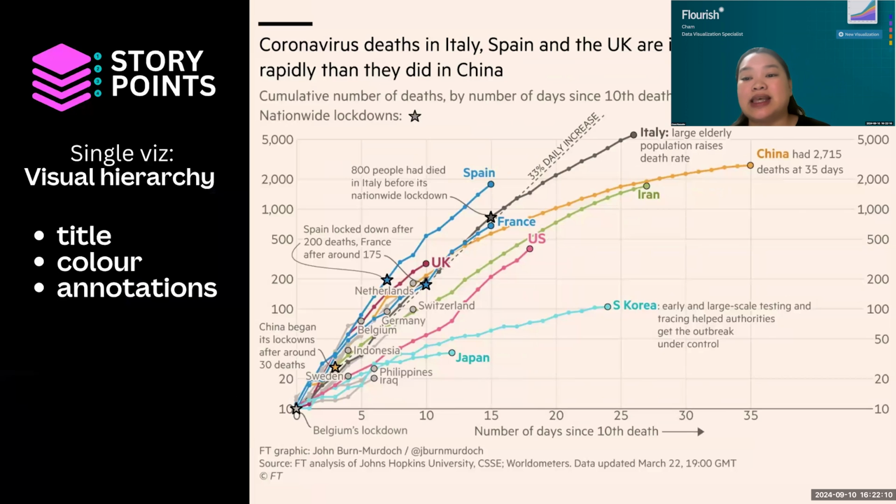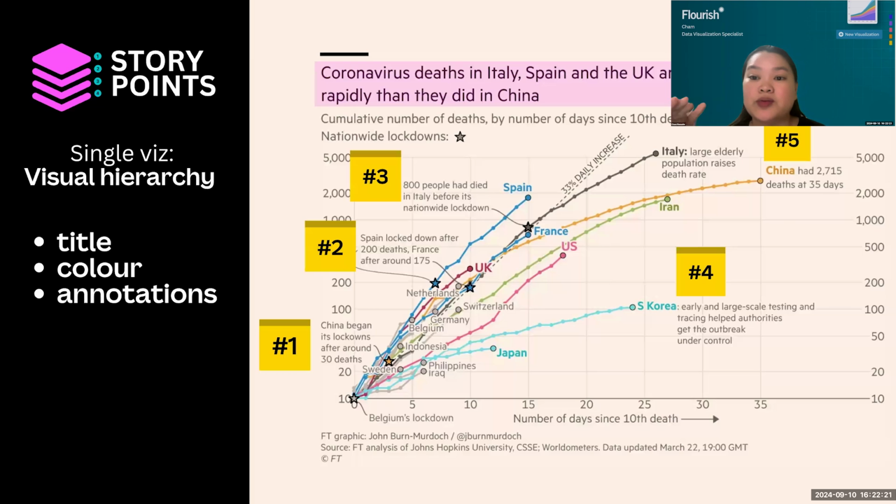In this particular example, the meaningful title that we have and the use of color, as pointed out, and the context-building annotations, also pointed out, help guide the audience through the story, even though this is just a single visualization.